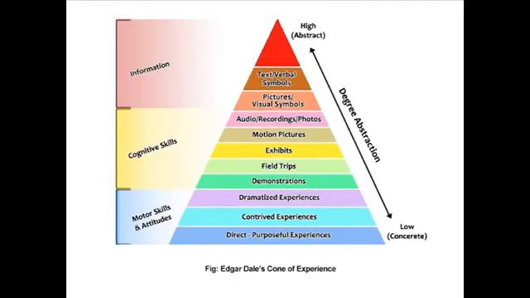The 11 stages are again further classified into 3 levels, which include the enactive level, that is the first level, which is a direct experience that comprises direct purposeful experience, contrived experience and dramatized experience, as already discussed earlier.